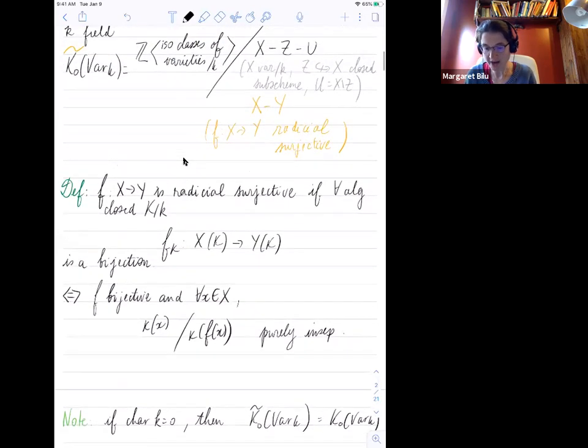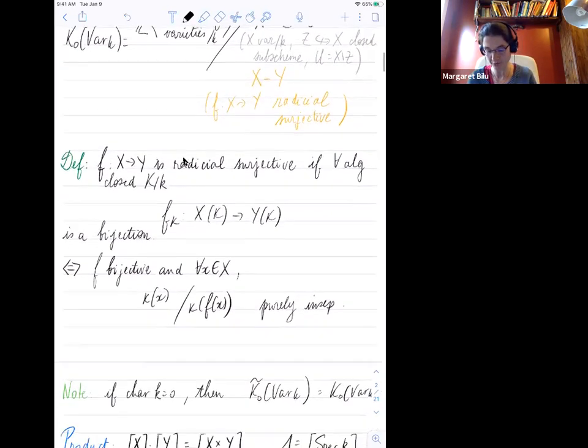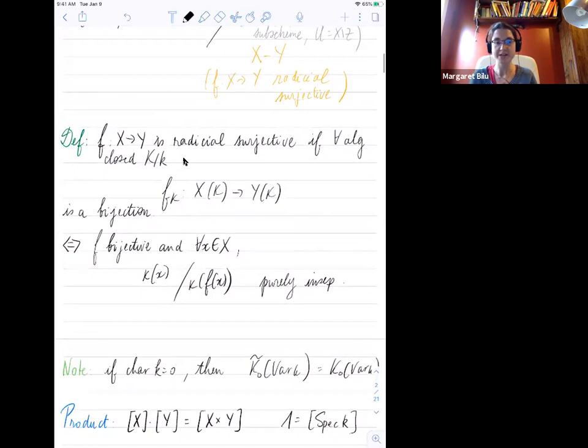So I only defined the group structure on the Grothendieck ring for the moment, but it's actually a ring. And well, the definition of the product is pretty straightforward. If I want to multiply two classes, I just take the class of the product, and the unit element is the class of the point.